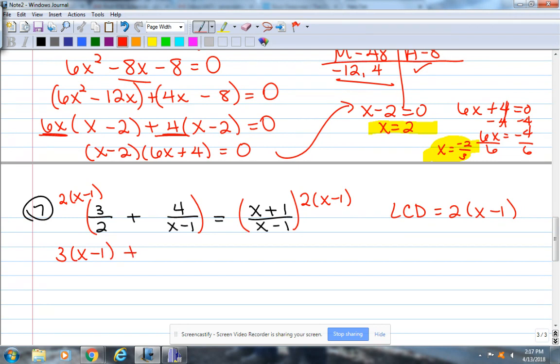Plus, the 4 already has the x minus 1, so it needs the what? 2. And what's 4 times 2? 8. Equals, this one already has the what? X minus 1, so it needs the what? 2. But I still got to distribute that.